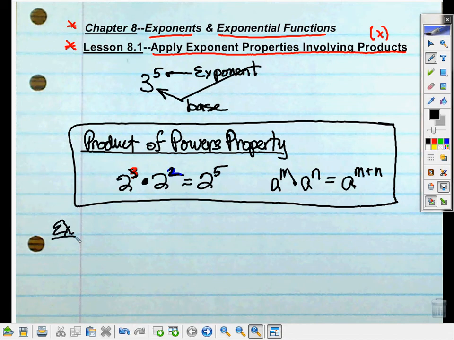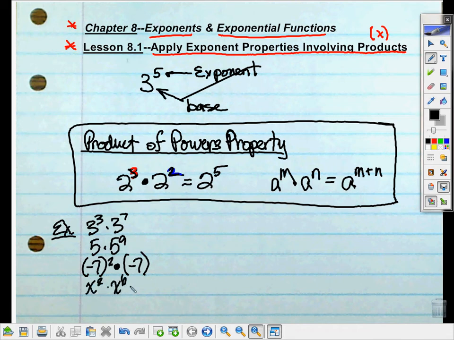And if we looked at some examples to have you do, if you copy these down with me, you could pause the video and see if you get the same answers as what I do after I work through them. But we have 3 to the 3rd power times 3 to the 7th, 5 times 5 to the 9th power. Let's look at having negative 7 squared times negative 7. And then let's have x to the 2nd power times x to the 6th power times x.